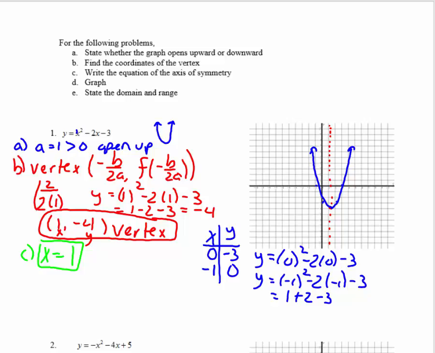Lastly, part E says state the domain and range. Your domain says what x values have you used, and the range says what y values have you used. Now, when you talk about domain and range, know that with domain you go from left to right, and with range you go from bottom to top. So left to right, we have used every single x value. So negative infinity to infinity is my domain. But if you look at your range going from bottom to top, you don't use any y value till you get to the vertex. And the y part of the vertex was negative 4. So your range goes from negative 4 to infinity.